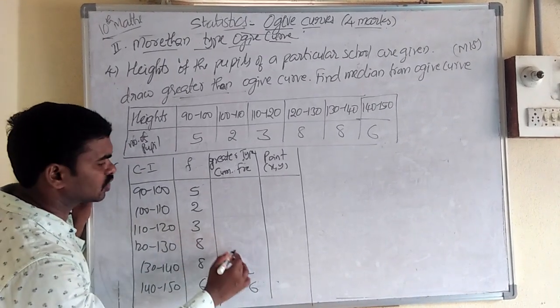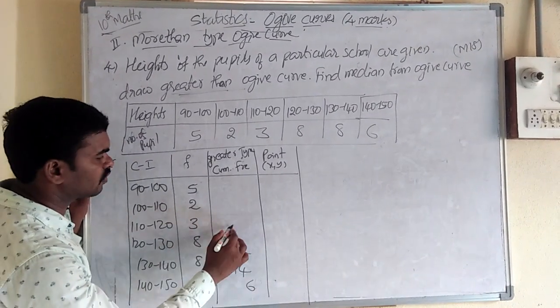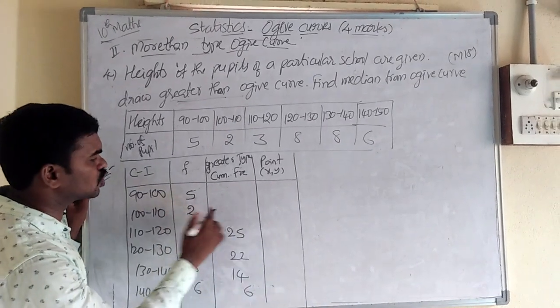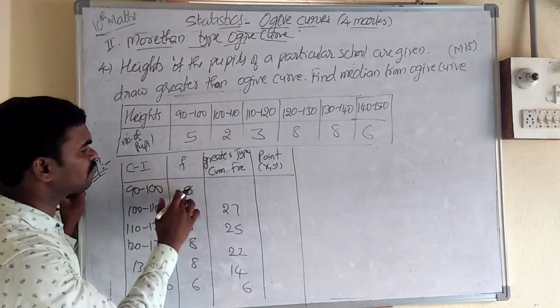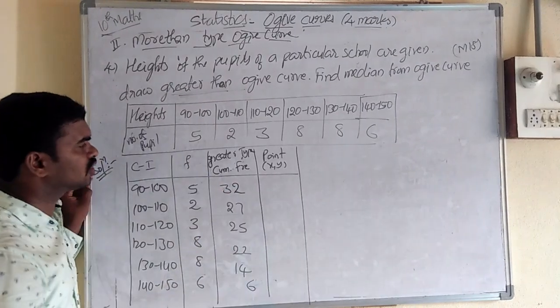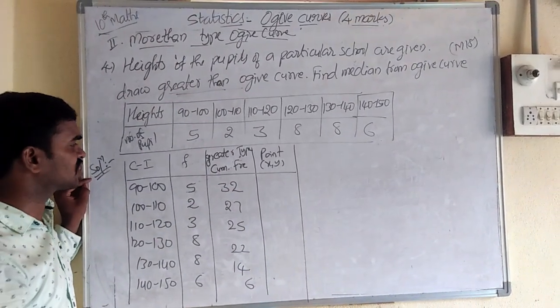Next 14 plus 8, 22. Next 22 plus 3, 25. Next 25 plus 2, 27. Next 27 plus 5, 32. So these are taken as y-axis terms.